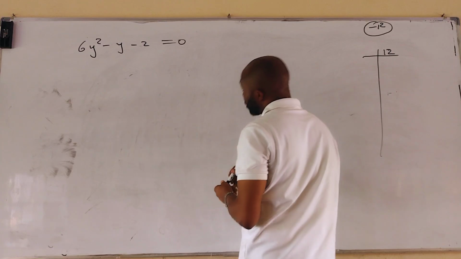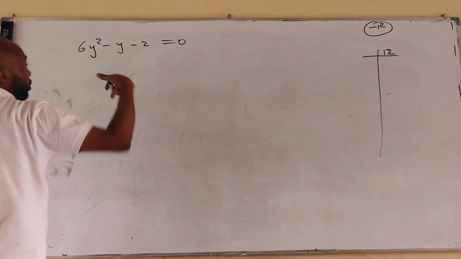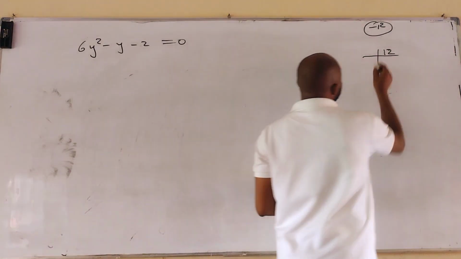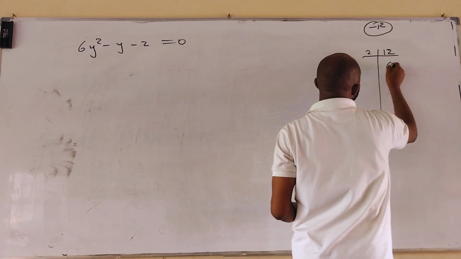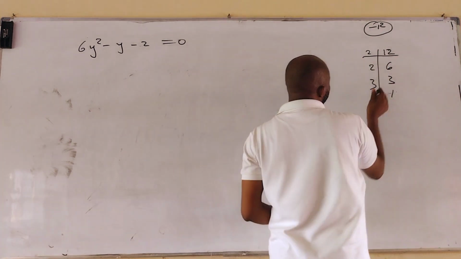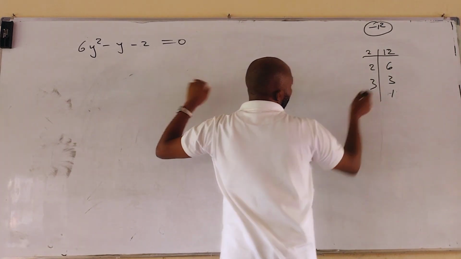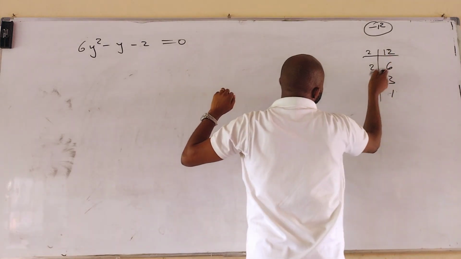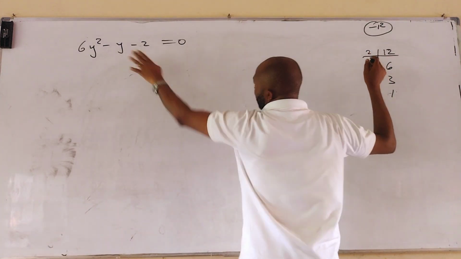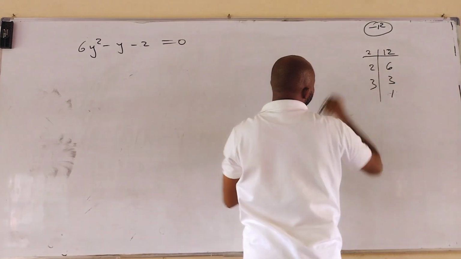We are looking for two numbers that when we add them, we have minus y, or minus 1, and when we multiply them, we have minus 12. So let's look for the factors of 12 first. 2 goes here to give me 6, 2 goes here to give me 3, and 3 goes here to give me 1. So 12 and 1: 12 minus 1 cannot give me this. 6 and 2: 6 minus 2 is 4, cannot give me this. Then 4 and 3: 4 minus 3 will give me 1. So we'll go with 4 and 3.